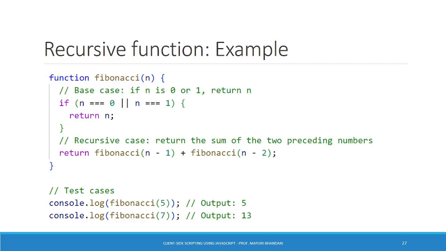Let us see one example of recursion. This is a recursive function to print the nth term in the Fibonacci series. Here our base case is if n equals 0 or 1, we directly return n, that is 0 or 1. But if n is greater than 1 we have to call the same function with the addition of the previous two terms. This is called recursion.